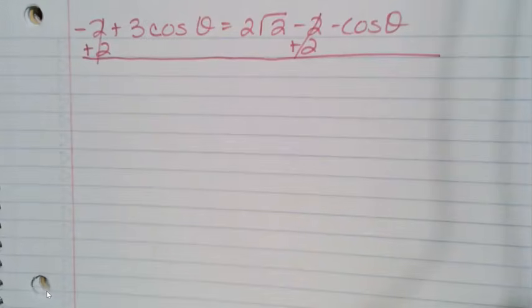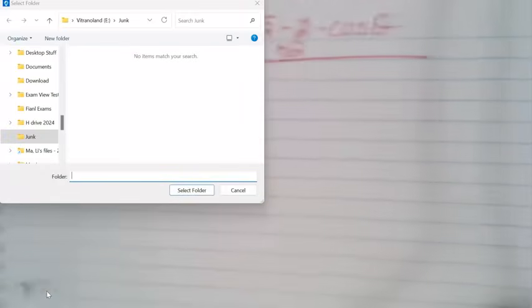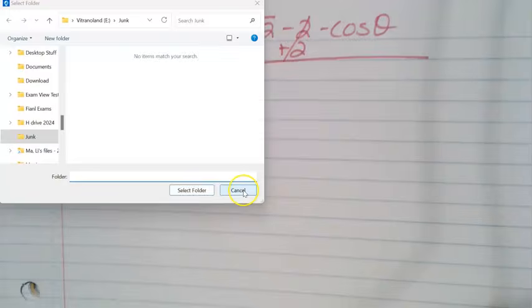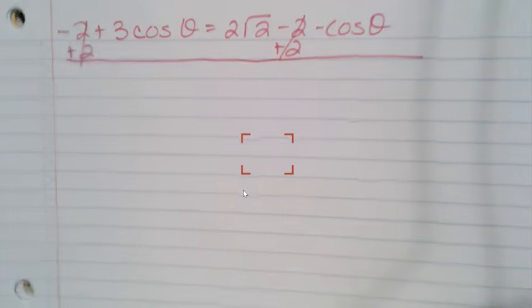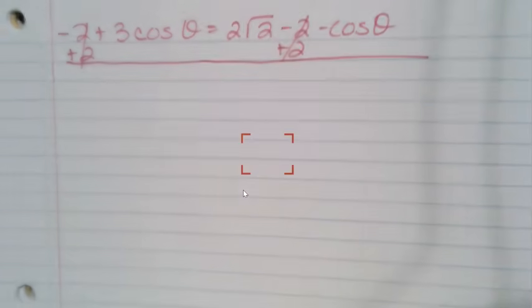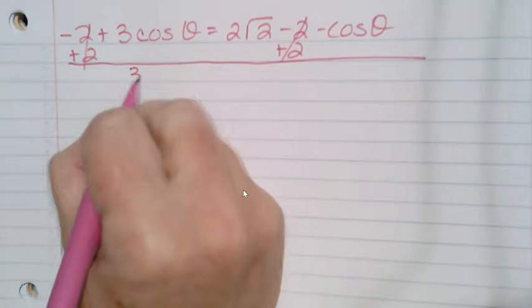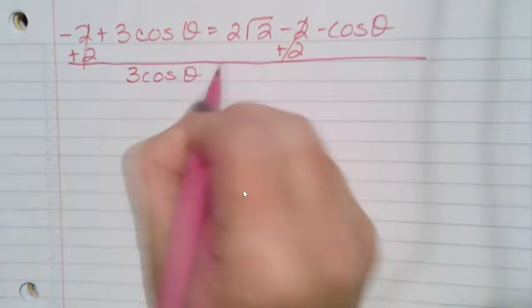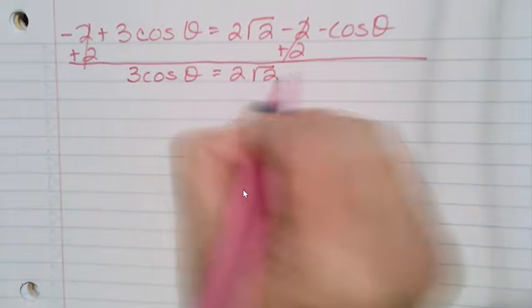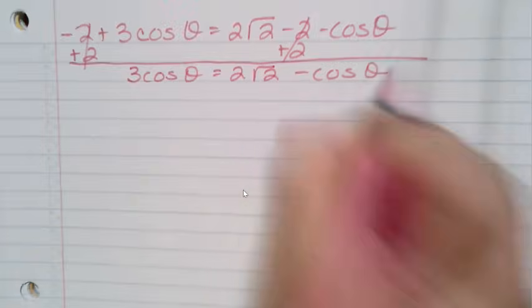Let's see. Oh, nope. Hit the wrong button. I was trying to see if I can get it. That's as good as I get, isn't it? Okay, so we get 3 cosine theta is equal to 2 square root 2 minus cosine theta.